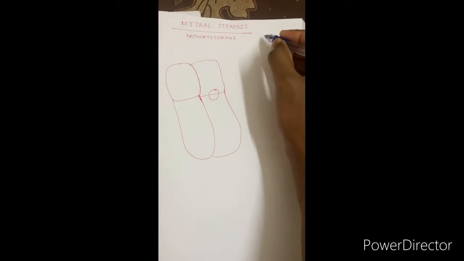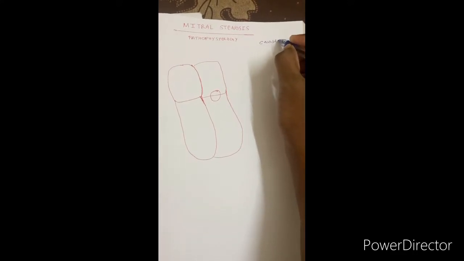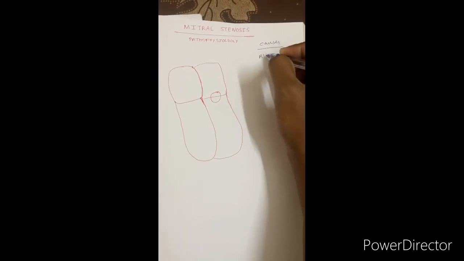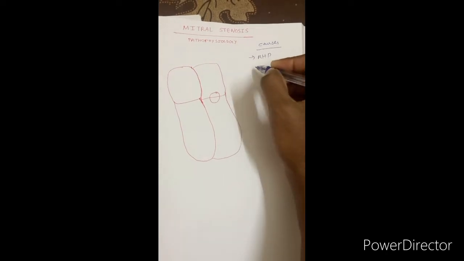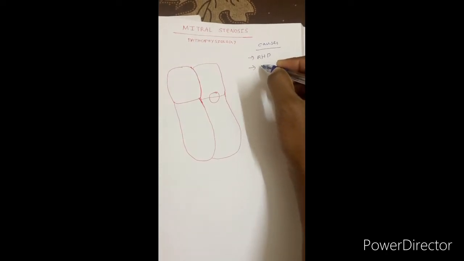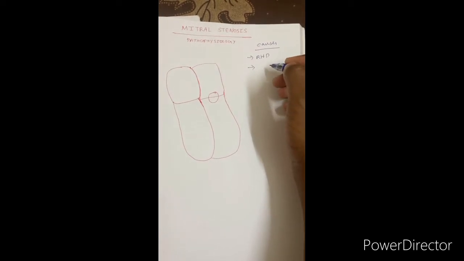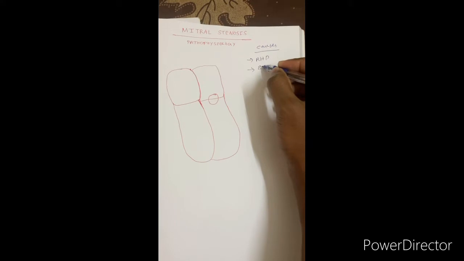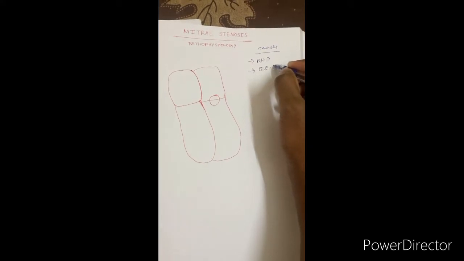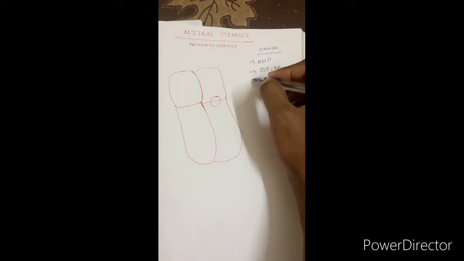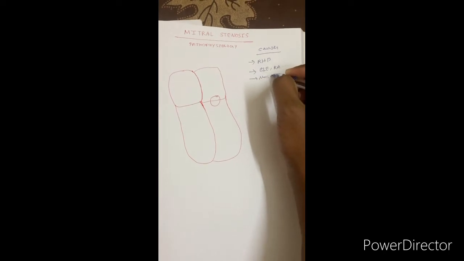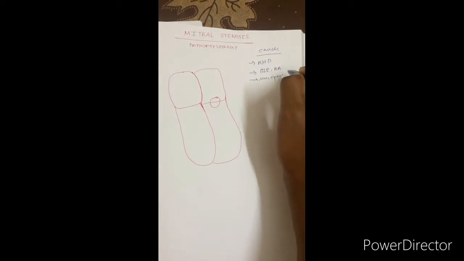So what are the most common causes for this mitral stenosis? Most common is rheumatic heart disease, followed by drug therapy like methotrexate, or the patient having associated mucopolysaccharidosis, SLE (systemic lupus erythematosus), or rheumatoid arthritis. These are some of the causes which can present with mitral stenosis.